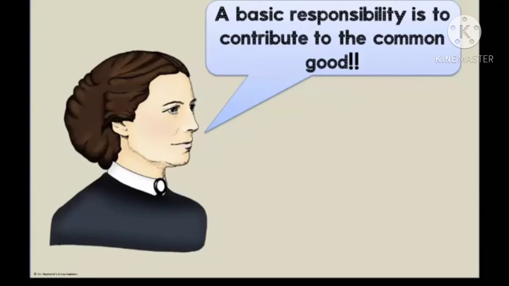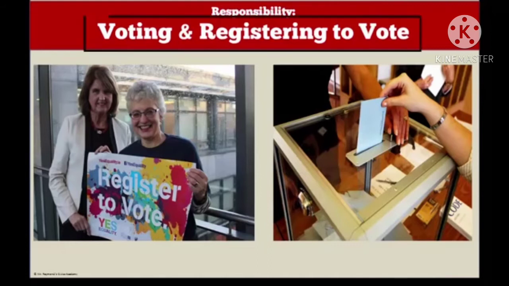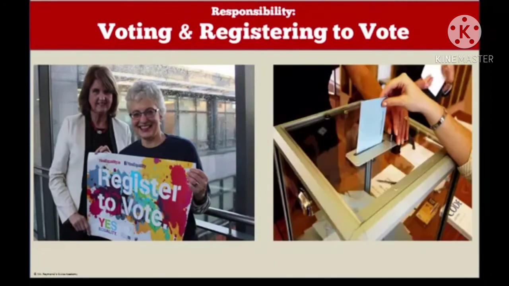A first responsibility, and probably the most important one, is to vote. We have the responsibility of voting and registering to vote. Voting is a process of picking our leaders who will represent us. Of course, if you want to vote, you must register to vote, because it's very important. So first, in order for us to vote for a government that will help us, we have a responsibility to register to vote.